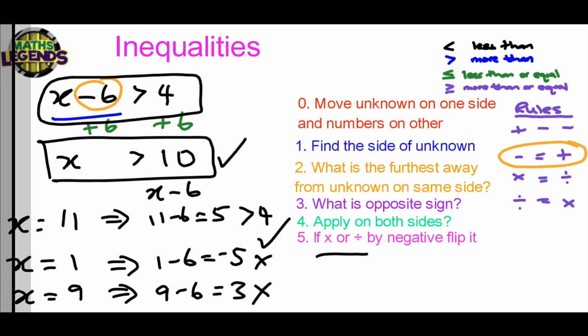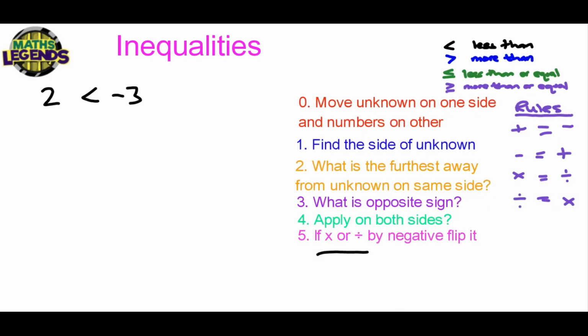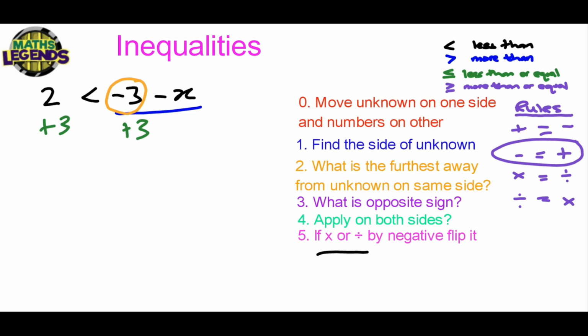Let's look at another example. 2 less than minus 3 minus x. So here, we are going to look for the side of the unknown, as x is on the right-hand side. We ask ourselves what's on the same side but furthest away, so that's minus 3. The opposite sign for this is going to be a plus. So we apply plus 3 on both sides. We then simplify. So this becomes 5 less than minus 3 plus 3, which is 0, minus x.